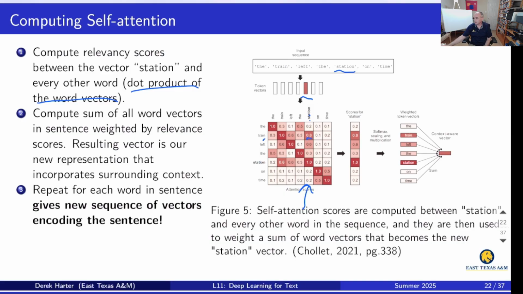So the result of that is really the relevancy. This square matrix over here is the result of doing this for all the words. We would compute the relevancies for the first word against every other word in our sample, like a sentence, and then for the second word, and so on.